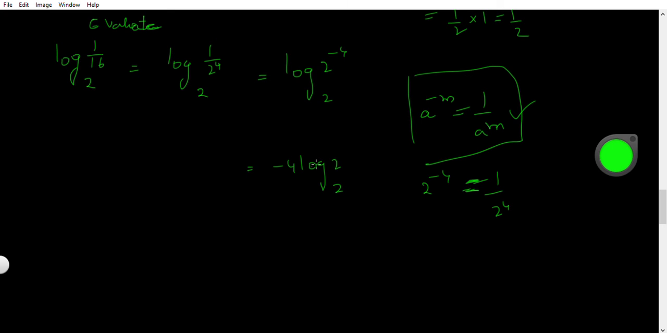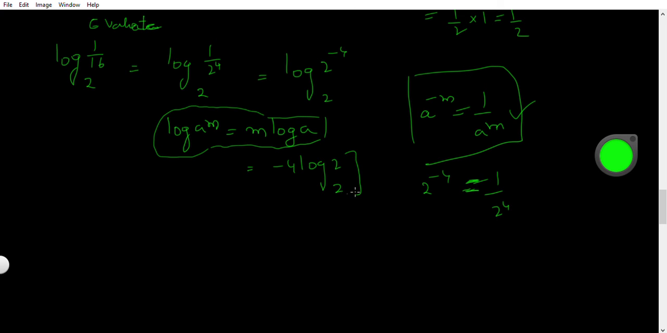Here I applied the exponent rule. The exponent rule means logarithm of a to the power of m, we can write as m into logarithm of a. By this formula, I get minus 4 times logarithm of 2 base 2. We know this is minus 4 into 1, that is equal to minus 4. Here I use this law.